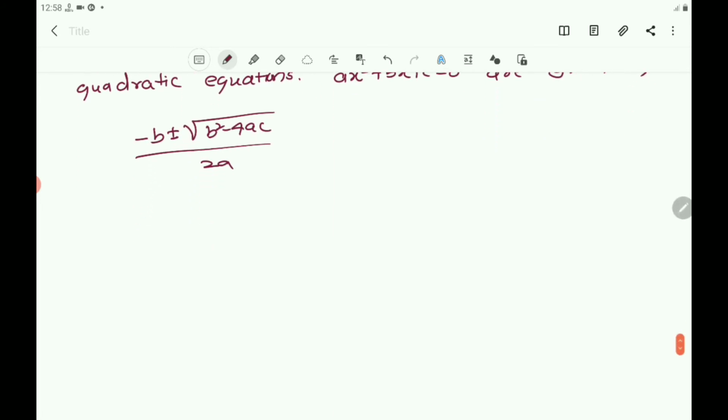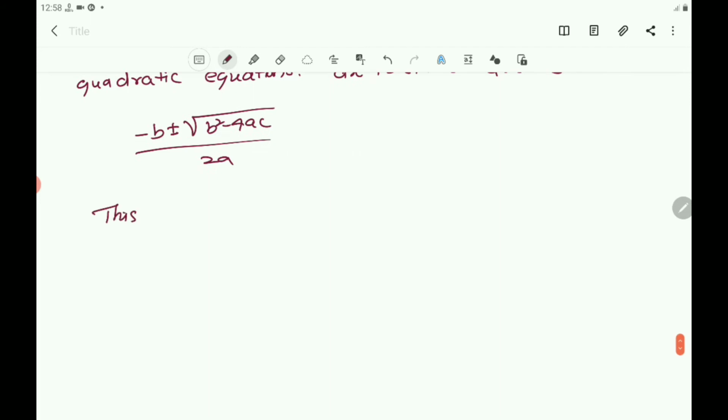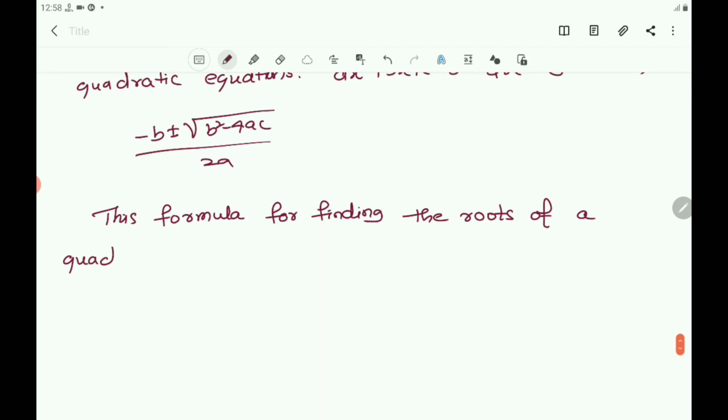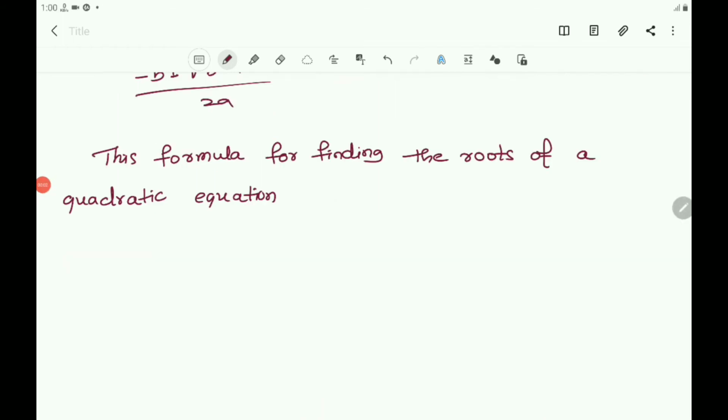Therefore you write, this formula for finding the roots of a quadratic equation is known as the quadratic formula.